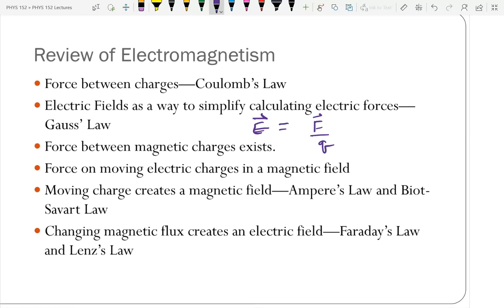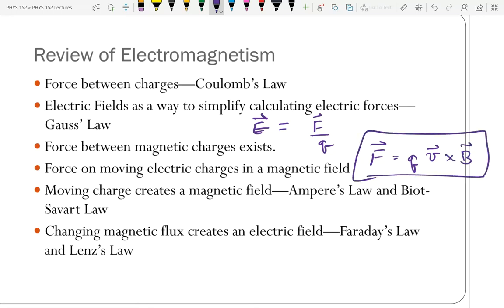But the force is a little more complicated. The force on the charge is not QE like it was for electric field. It's QV cross B. So we have that cross product. Cross product means we're multiplying perpendicular parts. So if I have an electron that's moving parallel to the magnetic field, there's no perpendicular part, hence no force on it. But if it's moving with a component that's perpendicular to the magnetic field, then there will be a force that will make it spiral around in loops.